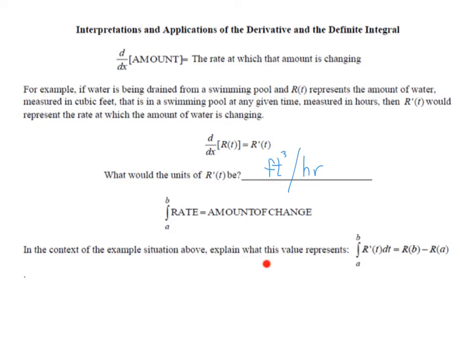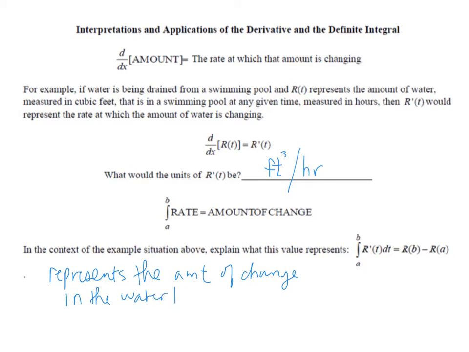So in the context of the example above, what does this represent? Well, this represents the amount of change in the water level from time t equals a to t equals b. And so that's what this notation means.